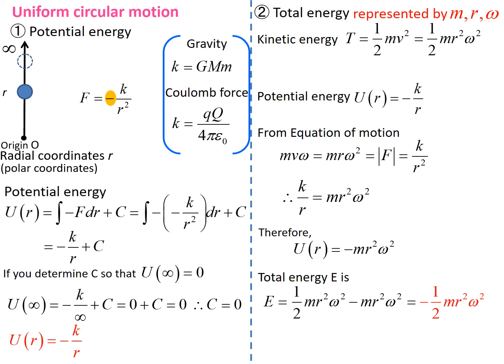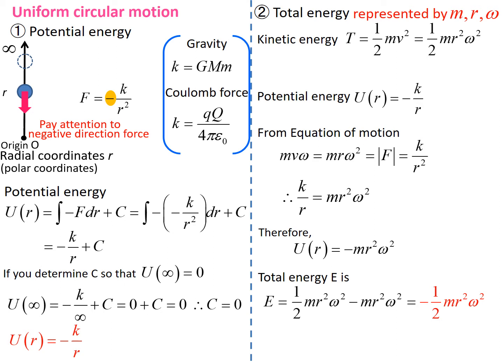This time, we will consider the radial coordinate r, which represents the distance from the origin in the polar coordinates. Here, we consider the central force such as gravity or Coulomb force, which is the origin of uniform circular motion. Because the force is always applied toward the center, the object is forced in the direction of -r. Thus, the force F is negative and can be expressed as F equals -k/r², where k is a constant.